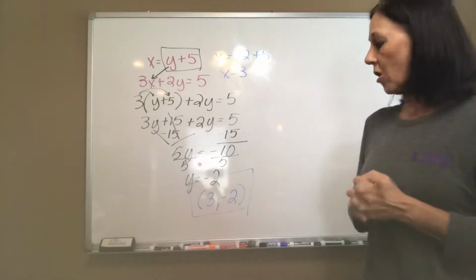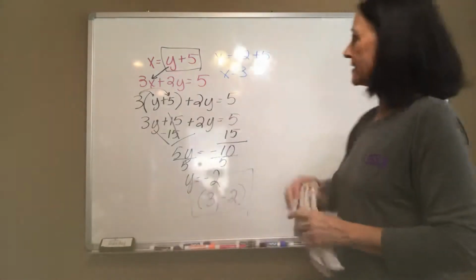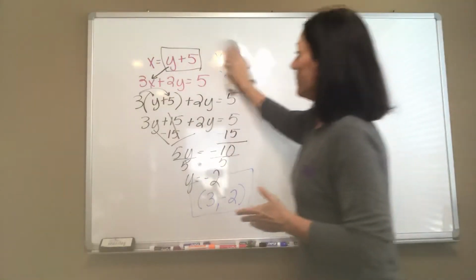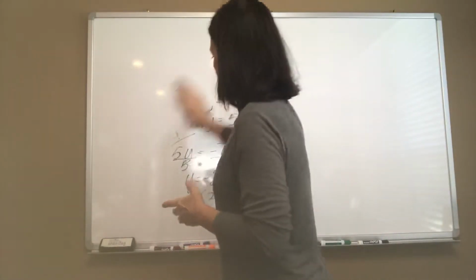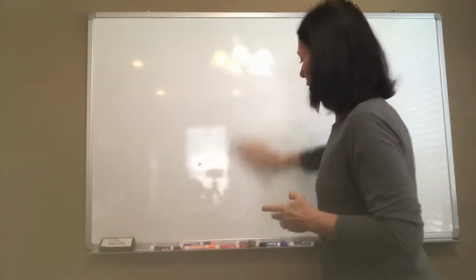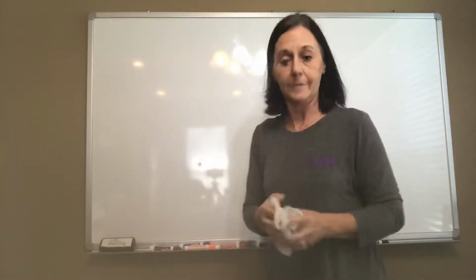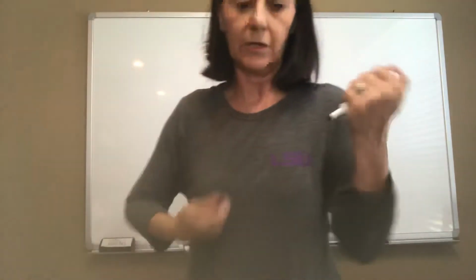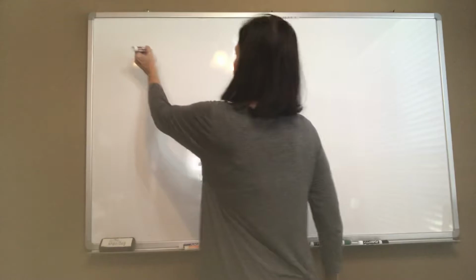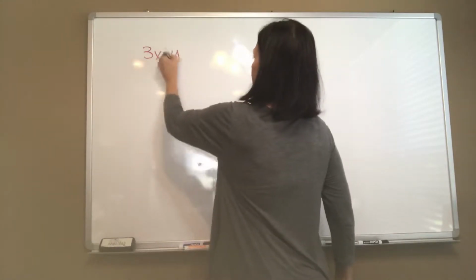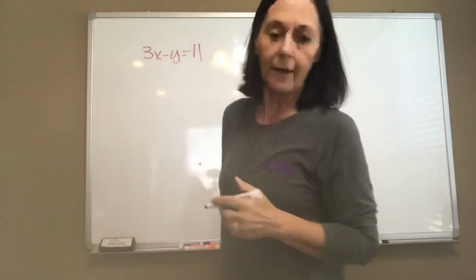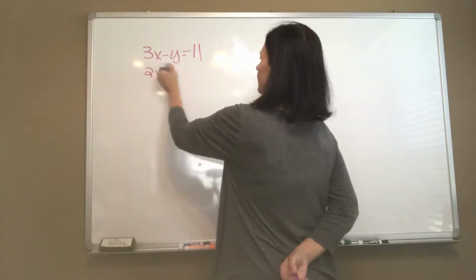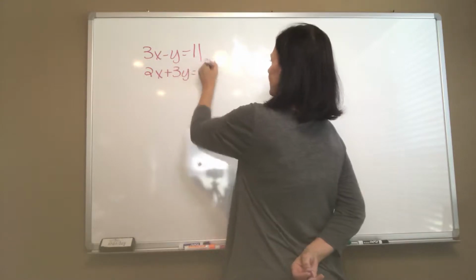All right, now not all of the equations are nice and neat, x equals or y equals. Some of them are written in a different form, and you have to decide which one do I want to solve for to then substitute it in. So look at example 2 on page 72. We have 3x minus y equals 11, and the second equation, 2x plus 3y equals negative 11.